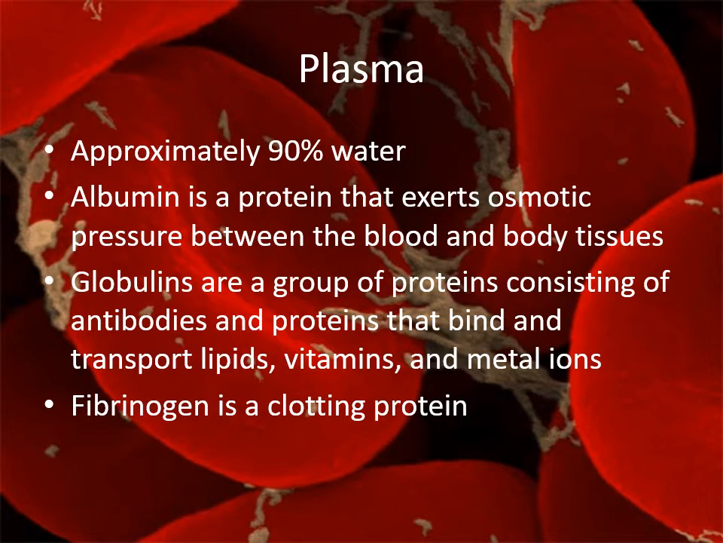Also in blood plasma, you'll find globulins. They're a group of proteins that consists of antibodies and proteins that are going to bind and transport lipids, vitamins, and other metal ions, like calcium and potassium, sodium, chlorine, things like that. Also found in the plasma is fibrinogen, and it is a clotting protein that's going to help the platelets when they need to form a clot.